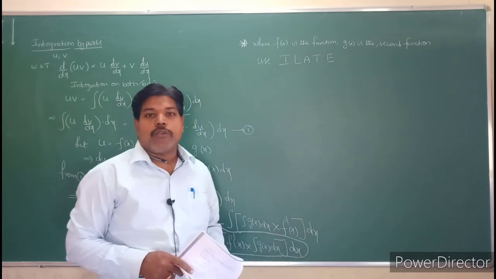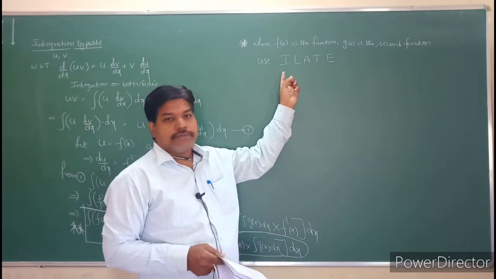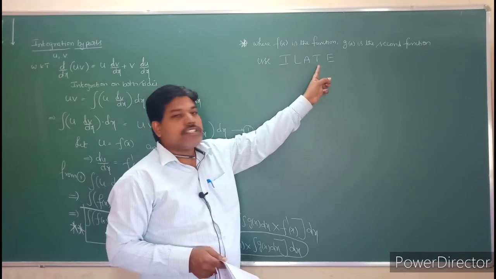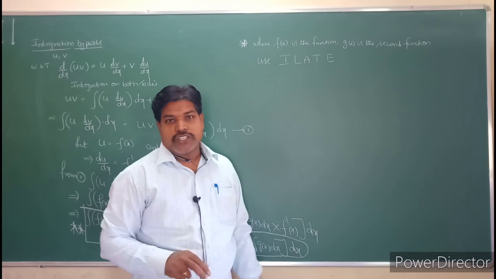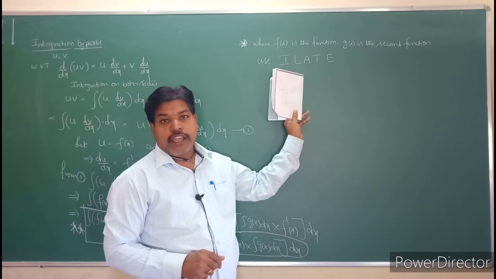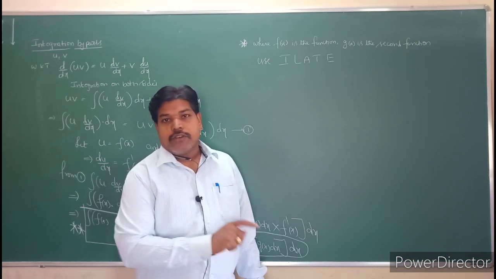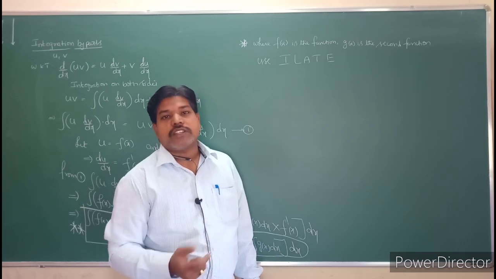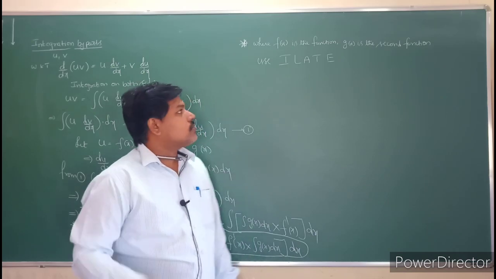So what is the order you have to take? The first is inverse trigonometric functions. Next is logarithmic functions. Next is algebraic functions. Next is trigonometric functions. Next is exponential functions. In this order you have to take. This is very important, choosing f of x is very important. That's why you have to remember ILATE: inverse, logarithmic, algebraic, trigonometric, exponential. In this order you have to choose.